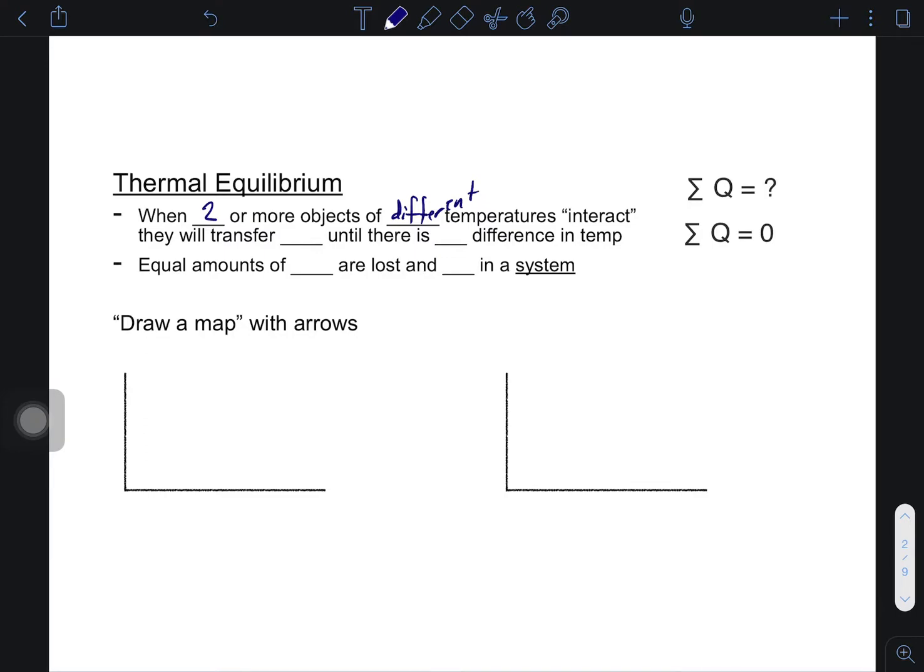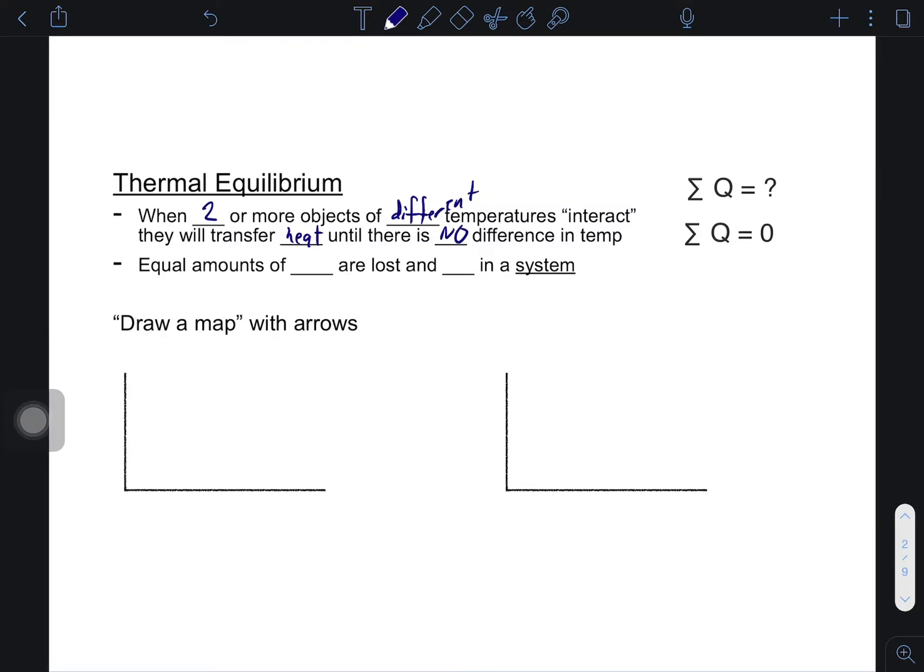So normally we're just going to say like a piece of metal is put in a cup of water. Two pieces of metal are set on one another. They're going to come in contact. They're going to transfer. And what's going to happen is they're going to be transferring heat until there is no difference in temperature.